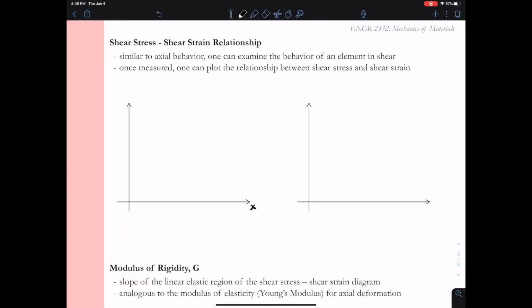So similar to axial behavior, we can examine the behavior of an element in shear. So I want to examine that Jello block, and I'll draw the initial Jello block here as a black square in 2 dimensions. So in my XY plane, I have this black square. Now I took my Jello block and I applied a shear force or shear stress to the surface. The shear stress will be denoted by the Greek variable tau. So it's a little curly T.